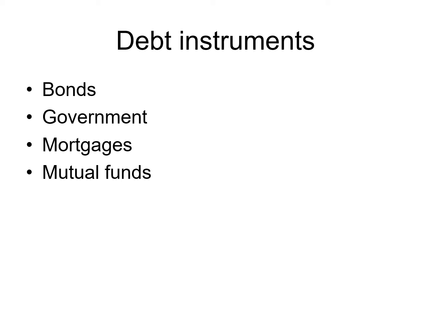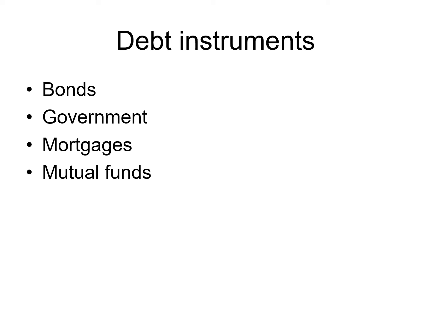These are of different time durations, and a longer duration bond will pay you a higher interest rate. The second is your government bonds. These are long-term bonds issued by governments, and the government also pays interest on these bonds. Then we have mortgages. Mortgages are a type of loan given on the security of immovable property, and these are also long-term loans.